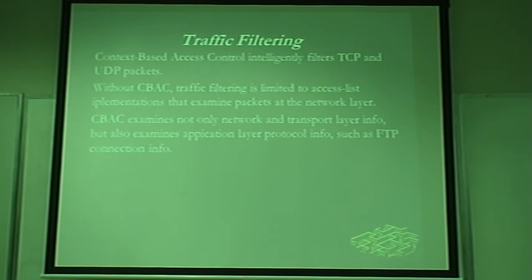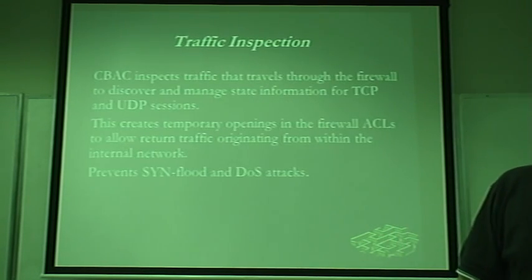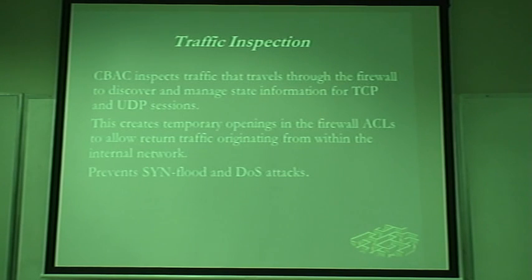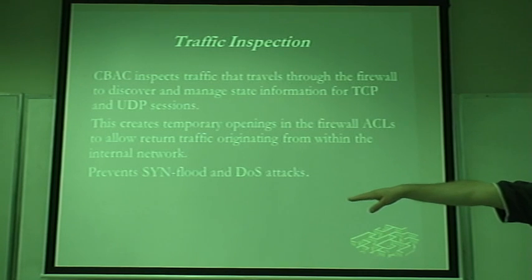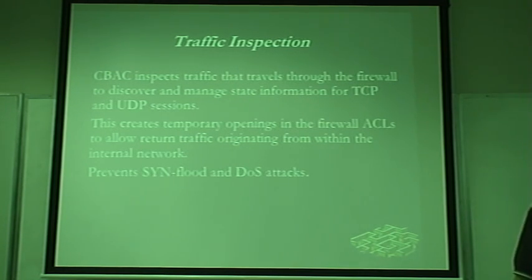Now, on the filtering side, that's the easy part. Context-based access control intelligently filters TCP and UDP packets. Without CBAC, traffic filtering is limited to access list implementations that examine packets at the network layer. CBAC examines not only network and transport layer info, but also application layer information such as FTP connection info, SMTP connection information, HTTP connection information, etc. And CBAC inspects traffic that travels through the firewall to discover and manage state information, establishment information, for TCP and UDP sessions.